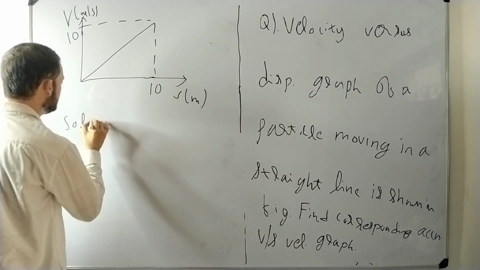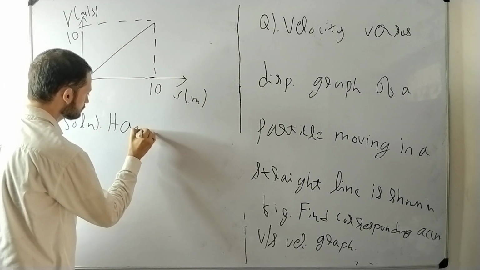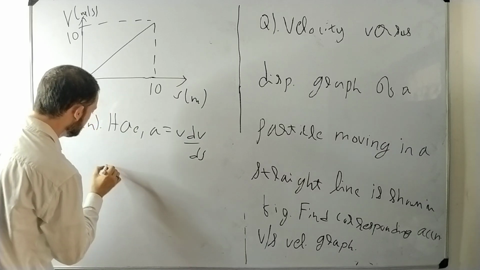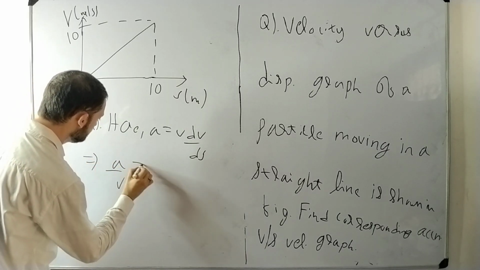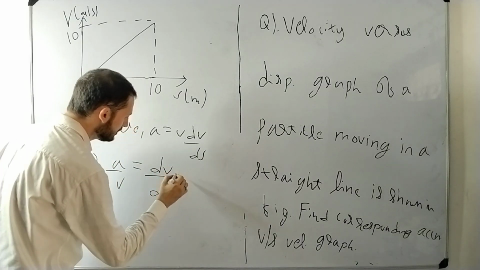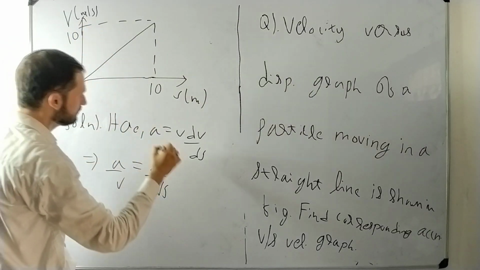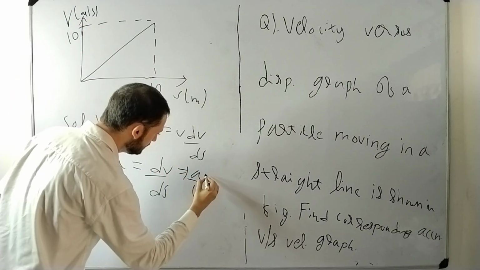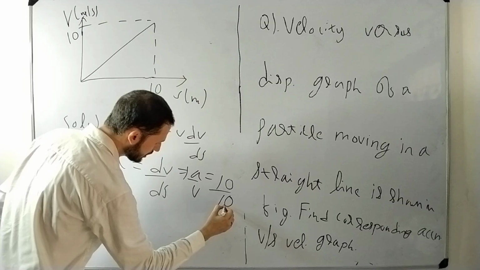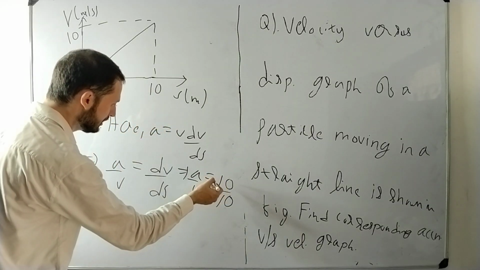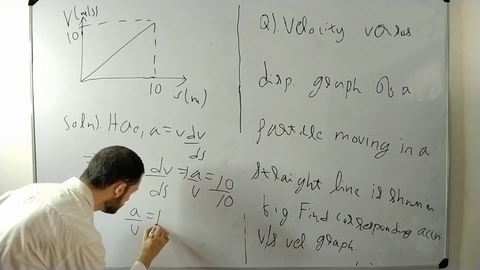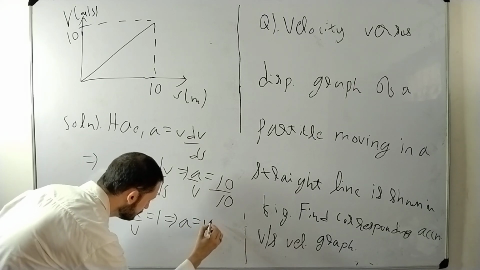Solution of this, what is it? Here A is equal to V dV upon ds. Right, students? Can I write this? A upon V is dV upon ds. And what is dV upon ds? 10 upon 10. So A upon V is 10 upon 10. Y coordinate upon base coordinate. Right, students? This is what? Tan theta or slope. A upon V becomes equal to 1 in value, then A is equal to V.